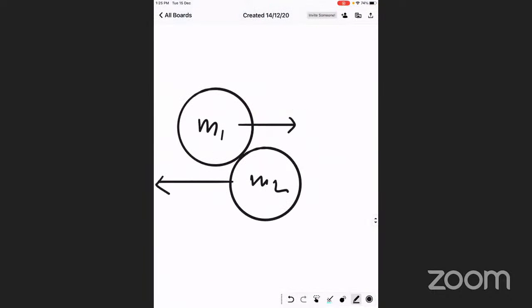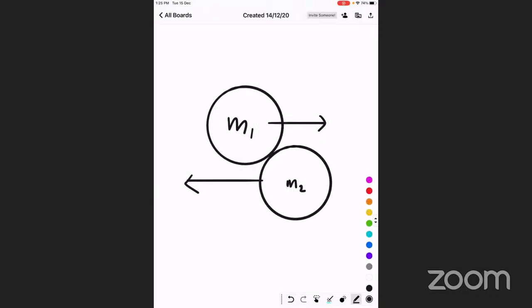Okay, now look at this. M1 and M2, they are colliding. Where is the line of impact? Along which line are they going to apply force on each other? Sir, audio is not clear. Audio is not clear. Okay.